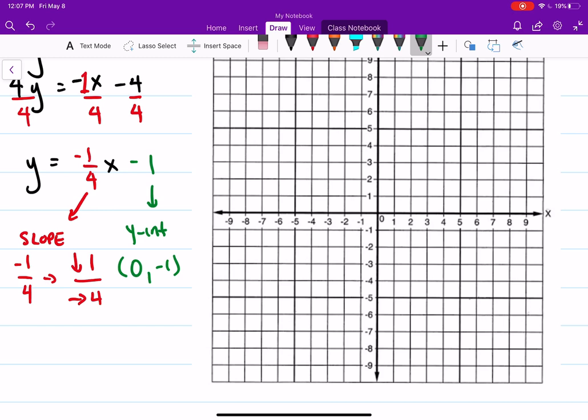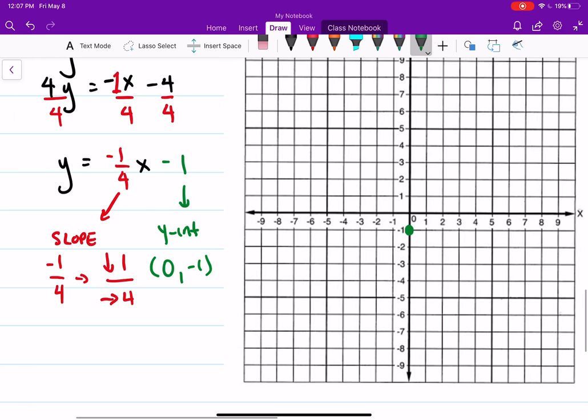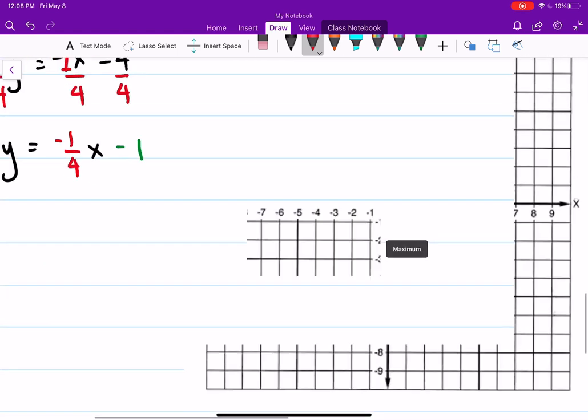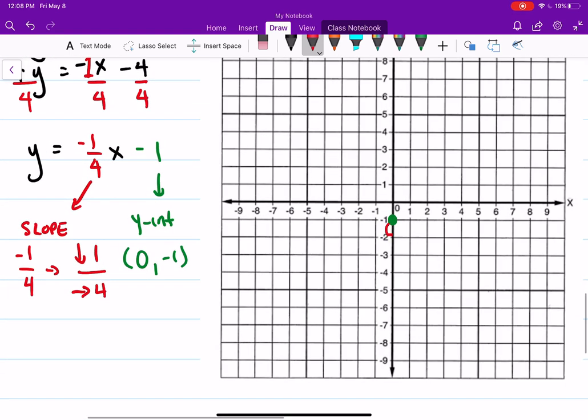So if you think the M that stands for slope is move, then in order for you to move, you need to know where you are. Okay? So the first thing I got to do is plot the y-intercept. Y-intercept is (0, -1). So I plot that. And the slope tells me to go down 1, right 4. So watch this. I'm going to go down 1 and right 4. 1, 2, 3, 4. Okay? So now I have a line.